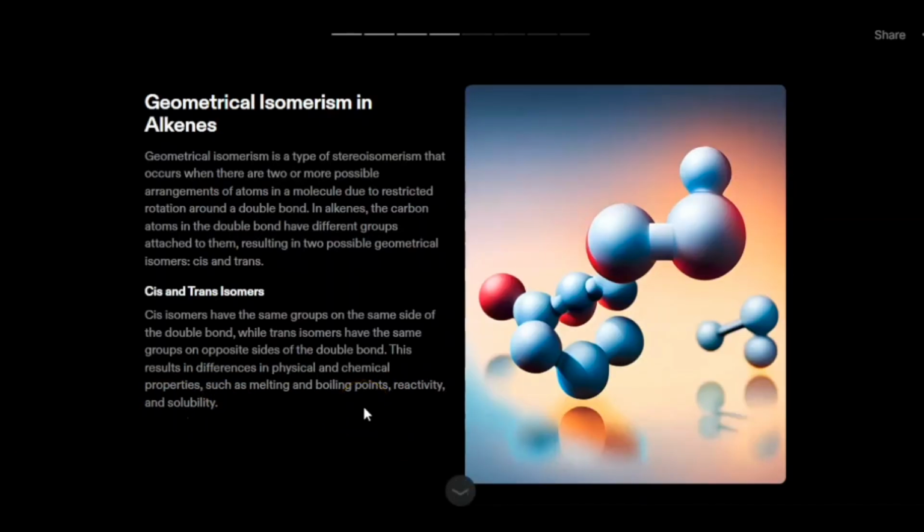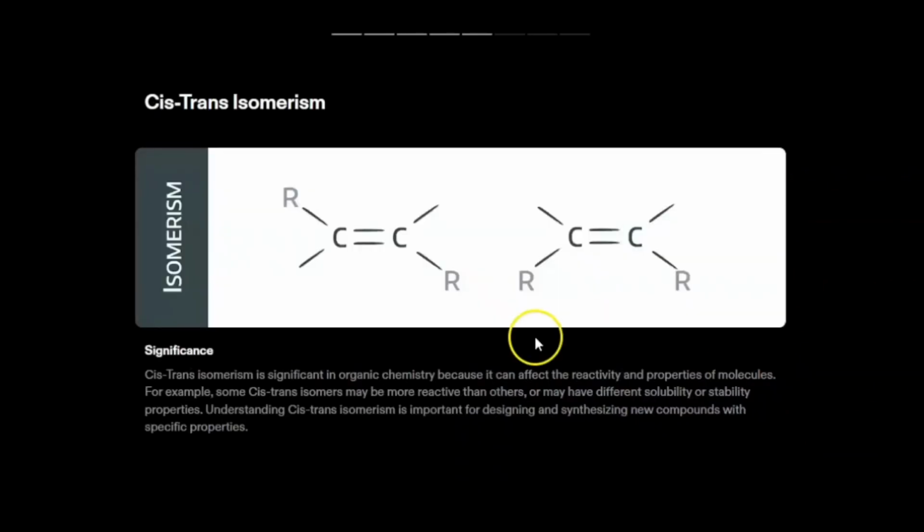The key difference between the cis and trans isomers is the arrangement of atoms in space. That's why it's called geometrical isomerism. And this results in different physical and chemical properties as well, like melting point, boiling point, solubility, etc. As I said, this is an example of cis and trans isomers. Cis isomers contain the same group on the same side of the double bond, and trans isomers contain the same group on opposite sides of the double bond.